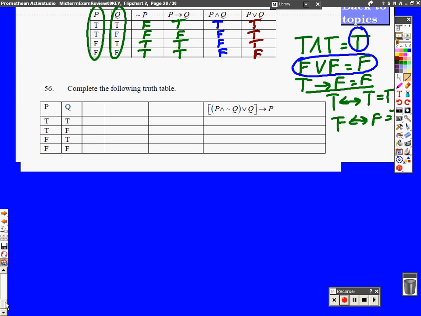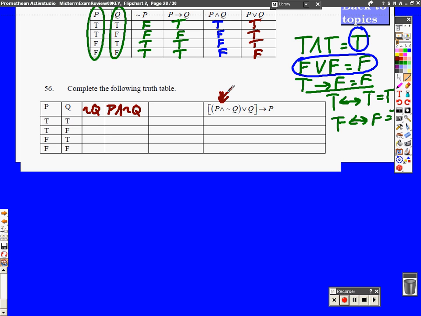For number 56, we have to complete this truth table. So this is our last statement that we have to fill in all of these columns. I'm going to break it down, starting at the innermost parentheses and working my way out. To evaluate this statement, I need a not Q column. So I'm going to give myself a not Q column. Now that I have a not Q column, I can evaluate P and not Q. So I can give that a column.